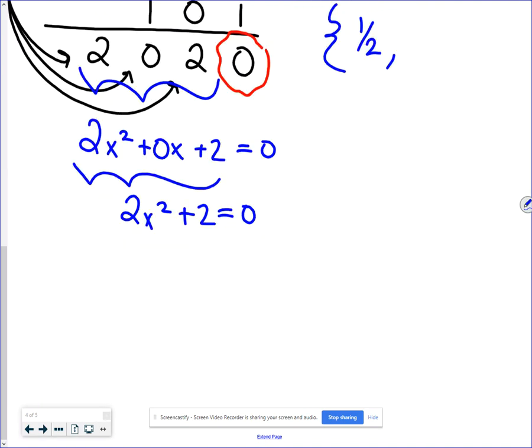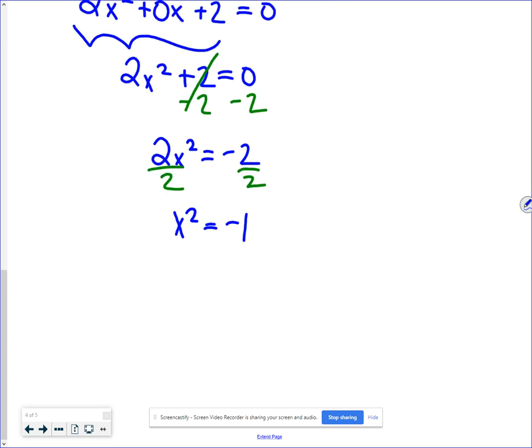What do we have here? We have a quadratic equation. We know how to solve quadratic equations. Okay? So we got to decide what method is going to be the best way to solve this. Well, we only have an x squared term. So we're going to use the square root method. So what we're going to do is we're going to subtract 2 from both sides. These cancel out. We get 2x squared is equal to negative 2. Divide by 2, divide by 2. We get x squared is equal to negative 1.